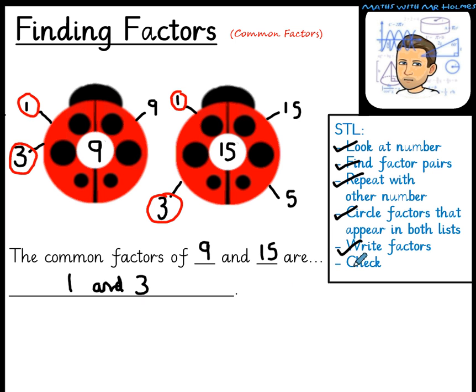And of course, we check carefully, which we have as we've gone, following our steps to learning. So now it's your turn. Choose 2 numbers, find the factors of both of them, and the common factors appear in both lists. It's as easy as that.